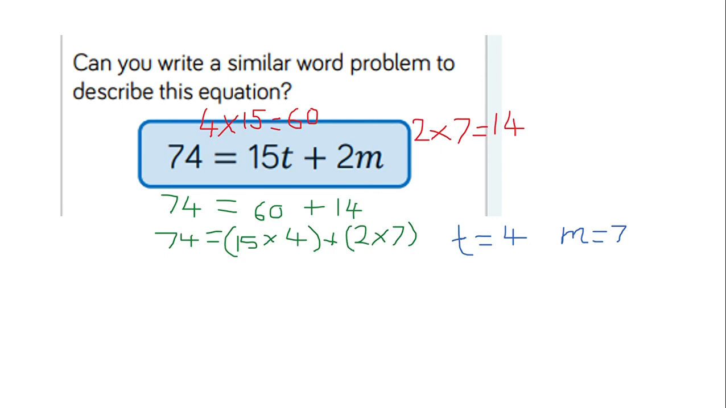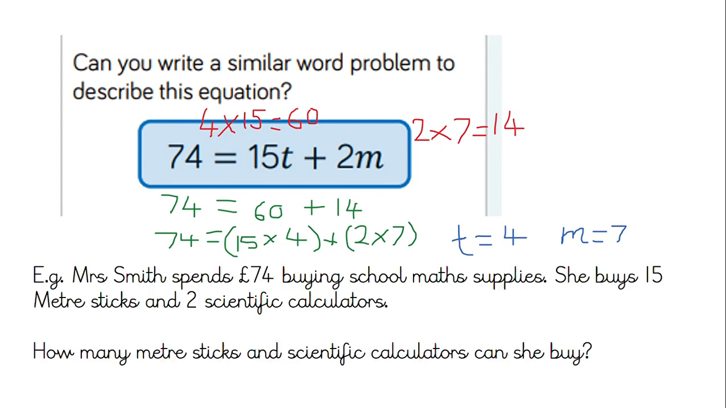So I'm looking for items that are going to be £4 and items that are going to be £7. I thought, okay, I can buy some metre sticks for £4 maybe and some scientific calculators for £7. Now I know what the value of the amount is, I can input it into a question. So my question was, Mrs Smith spends £74 buying school maths supplies. She buys 15 metre sticks and 2 scientific calculators. How many metre sticks and scientific calculators can she buy?